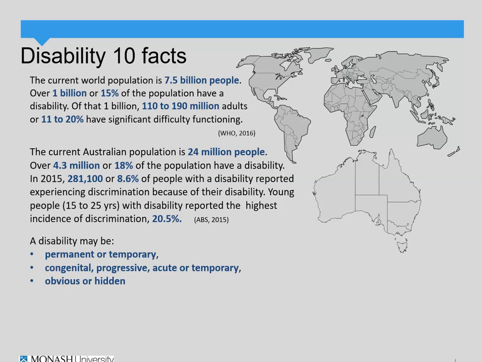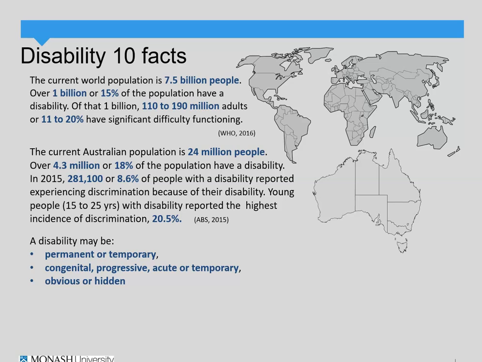So things to be aware of is that a disability may be permanent or it may be temporary. We're going to talk about particular types of disabilities in the next few slides, and that's where you'll be able to form a picture in your mind of the difference between something that is permanent and something that is temporary. It might be congenital, so someone was born with it. It may be something that's progressive, that over a period of time the symptoms become worse and the impact on the person's life is far more extreme. It may be acute or it may be temporary. It may be obvious or hidden.